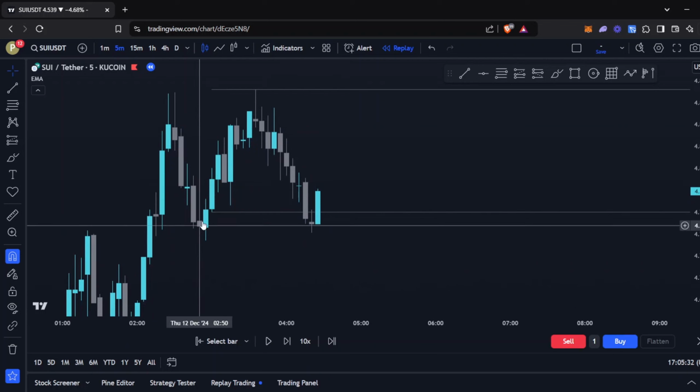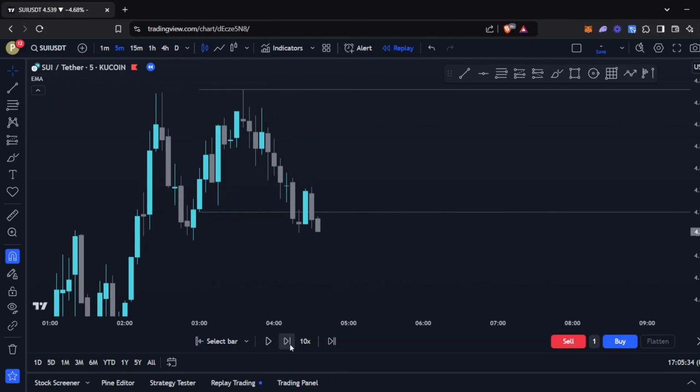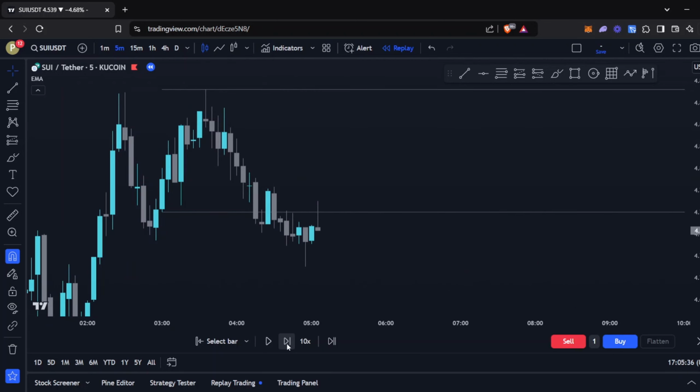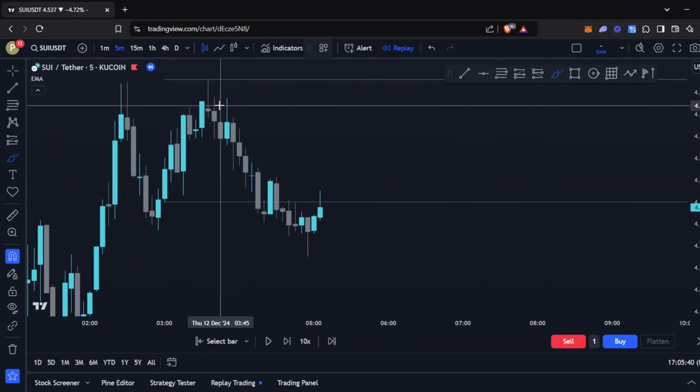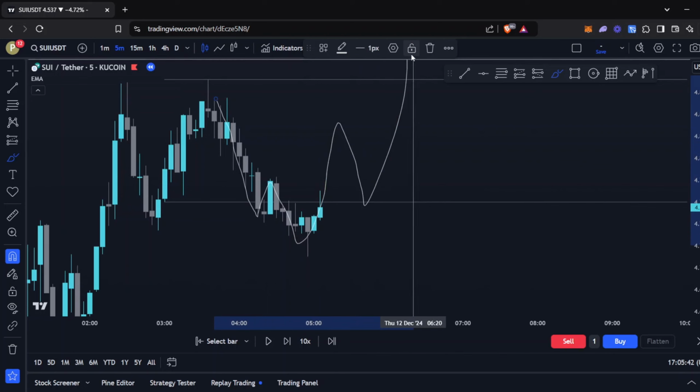So now that we've had a sweep below that low, what we're going to wait for is a market structure shift. Now, market structure shift is essentially going to be telling us that the market wants to go from being bearish to being bullish.